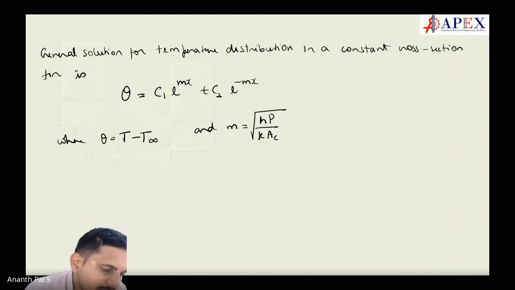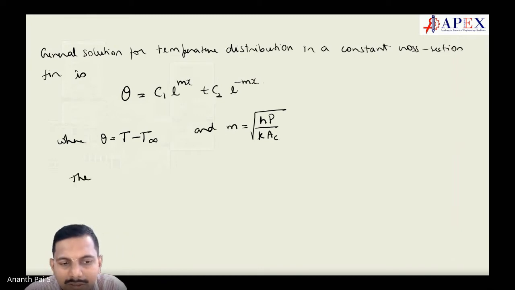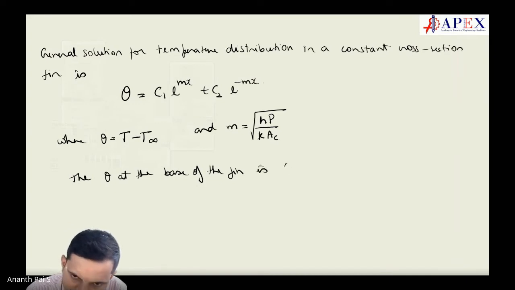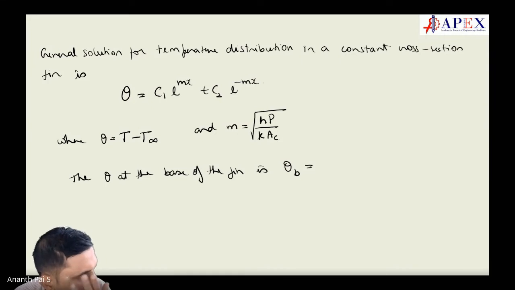Now once that is done, what is the theta at the base of the fin? Let us take it as theta b, theta base. Write it along with this, nothing great here. Theta b is equal to. We are repeating it, but it's okay. One or two repetition is okay.